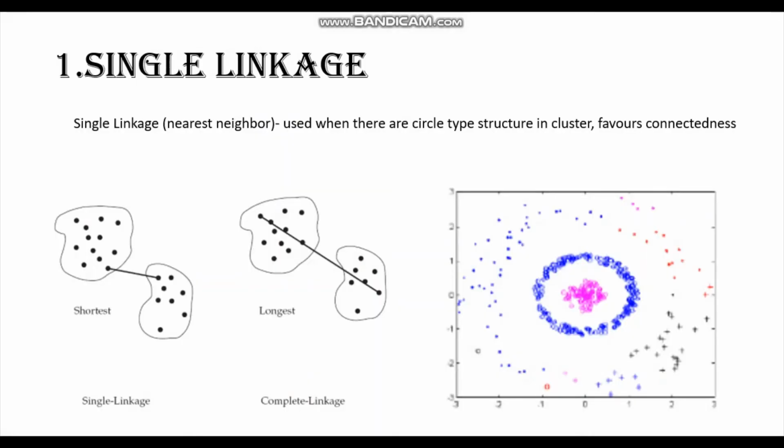As you can see, there are a little bit more details given for the single linkage method. As I told you, in the single linkage method the shortest distance from one cluster to the other cluster, the nearest neighbor concept, is used, and it is suitable when the patterns of clusters are circular type, as shown in the figure.